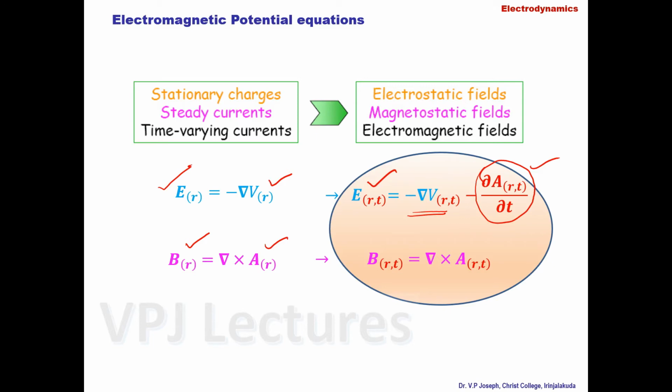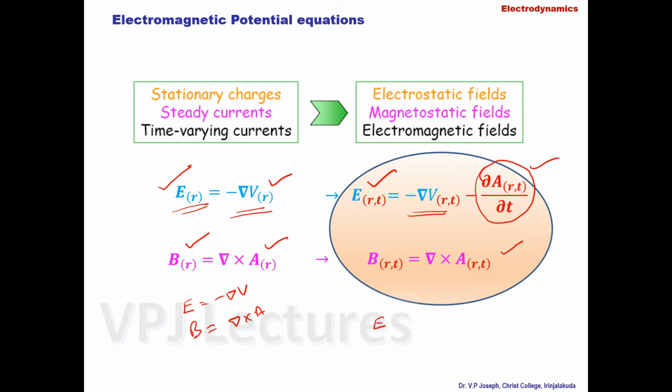And coming to the magnetic field potential relation, B is equal to del cross A, we can see that there is no change for that equation, that is, B of r, t is equal to del cross A of r, t. So actually in static conditions, even though there is a suffix, E of r is equal to minus del V of r, we simply write it as E is equal to minus del V. No need to represent the suffix r. Similarly, B is equal to del cross A. That is understood. And in the case of electrodynamics also, it is understood.